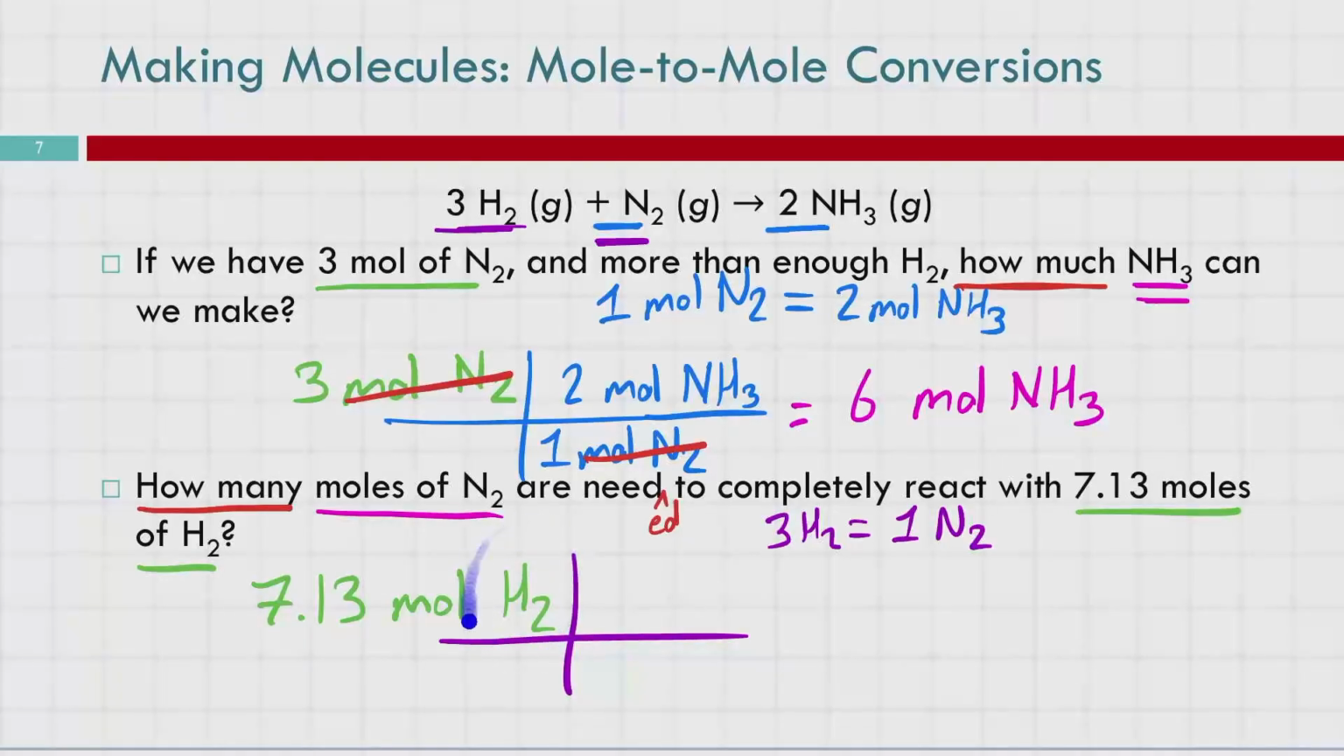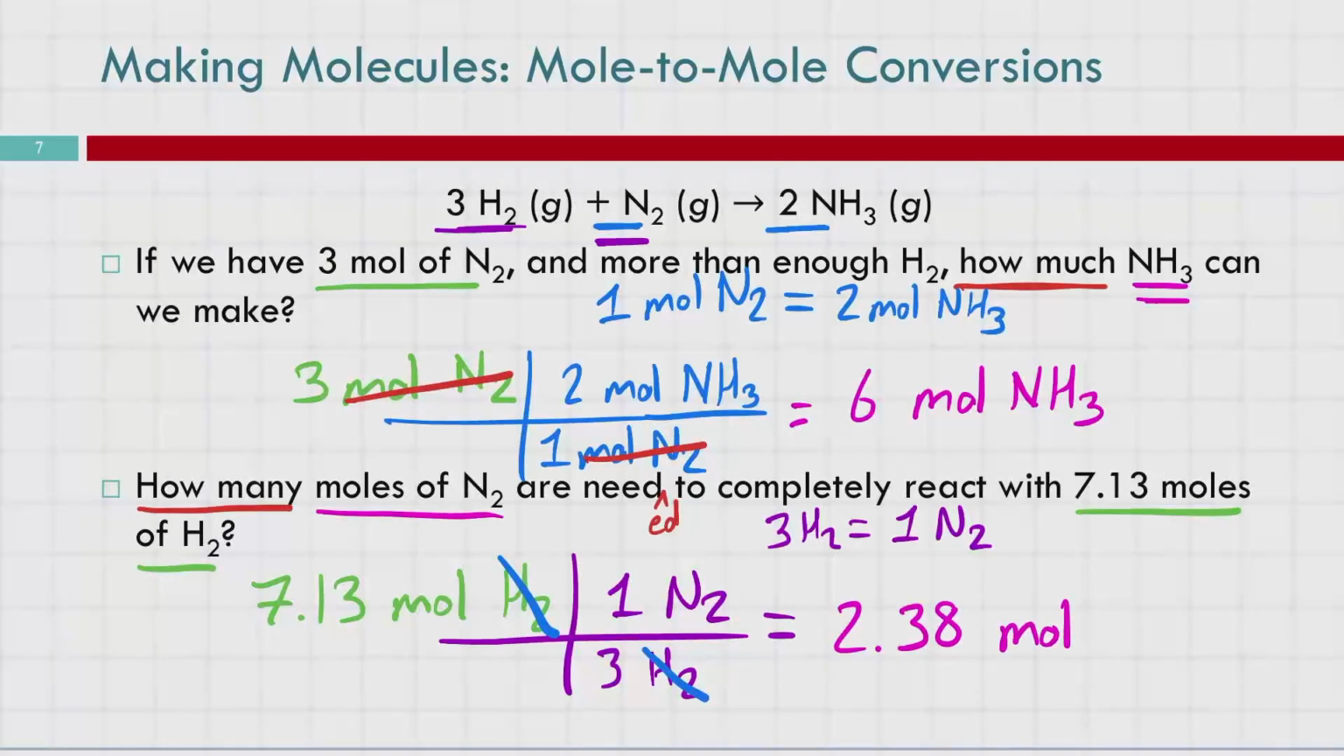We have H2. We need to put the 3H2 on the bottom, and then the 1N2 goes on the top. So the H2s cancel, moles is still there, and N2 is there now instead of H2. We'll bust out the calculator for this one. 7.13 divided by 3. We get 2.38 moles N2.